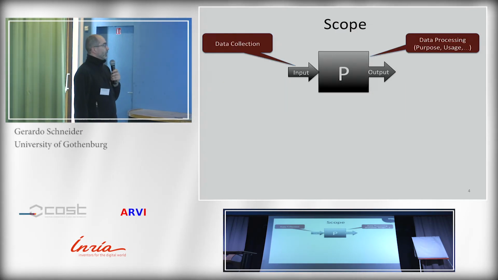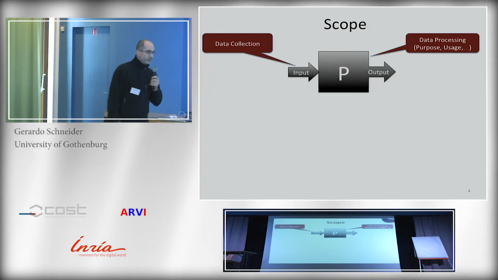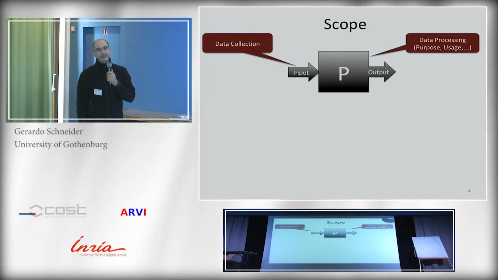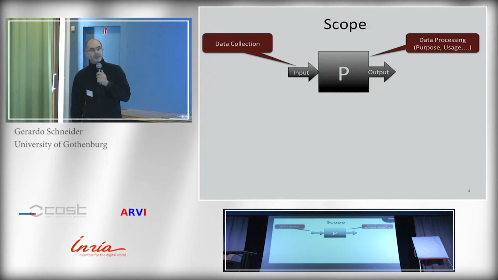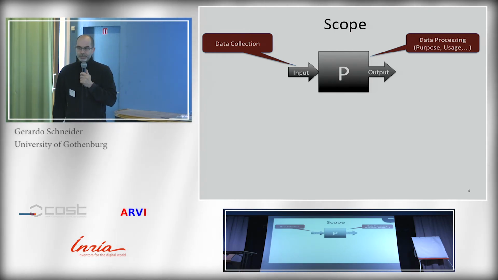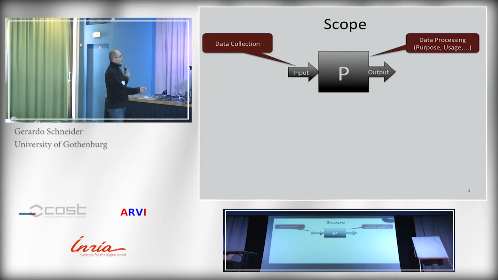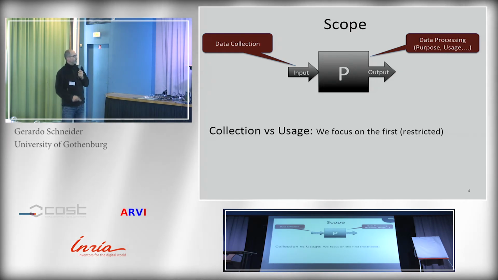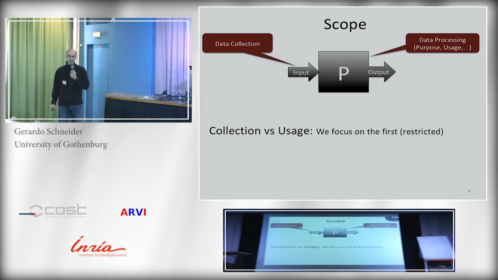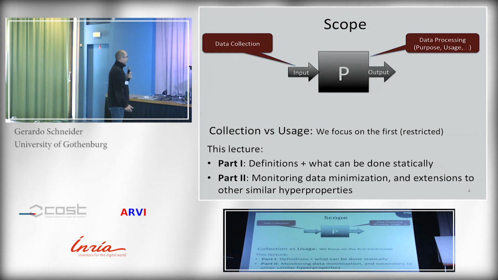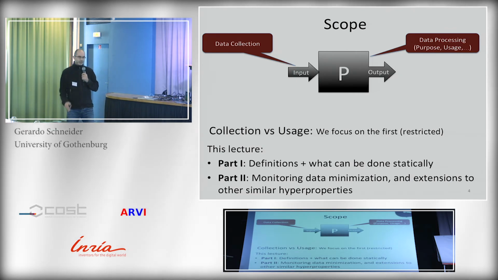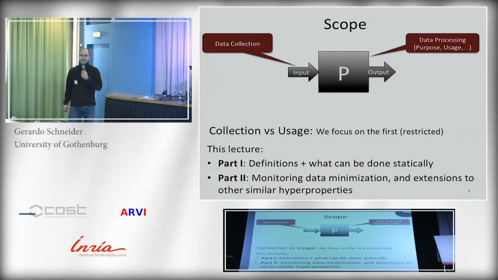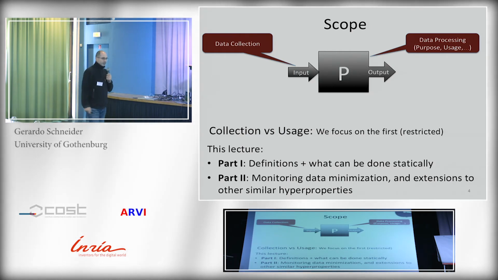Another thing that is very important to clarify is the scope. Data minimization is not only concerned about collection time, but also about processing. And that is where the purpose and the usage enters into place. And in this talk, I will focus on the collection part only. So I have divided this lecture into two parts. The first one is to understand data minimization and what can be done statically. And the second part is the monitoring part.